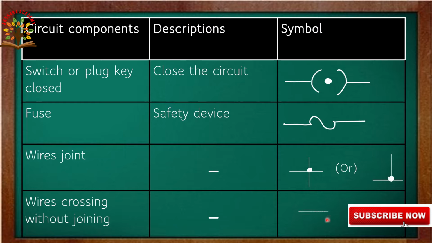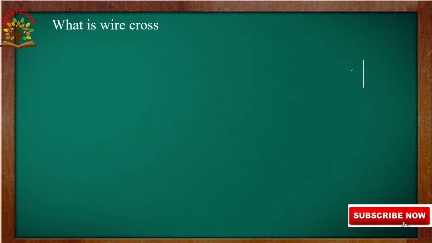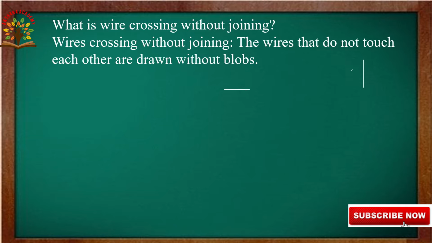Next, wires crossing without joining. This is the symbol for wire crossing without joining. What is wire crossing without joining? Wire crossing without joining is nothing but wires that do not touch each other, and they are drawn without blobs. These are the two symbols.